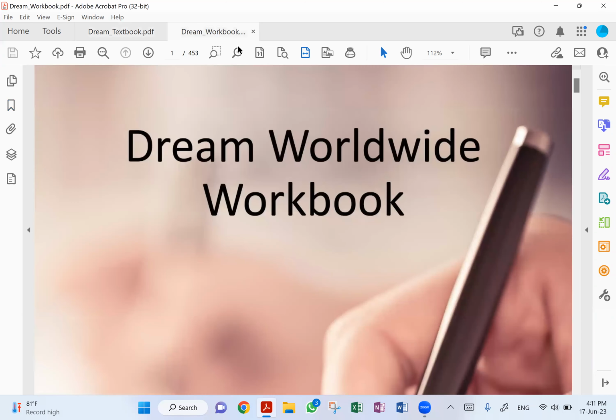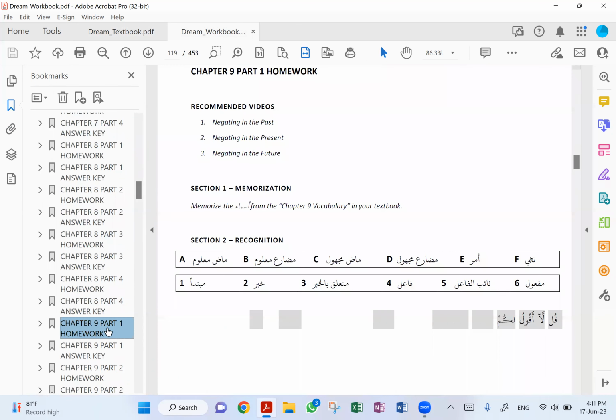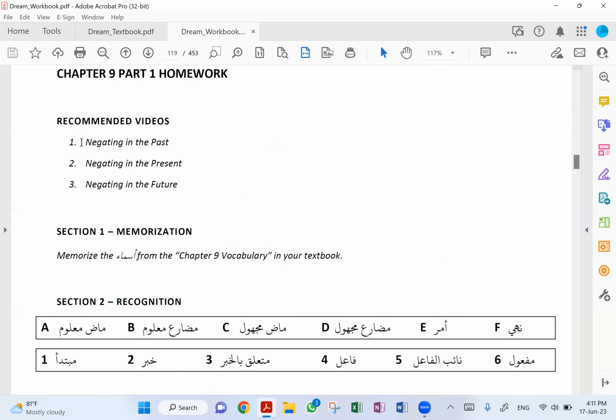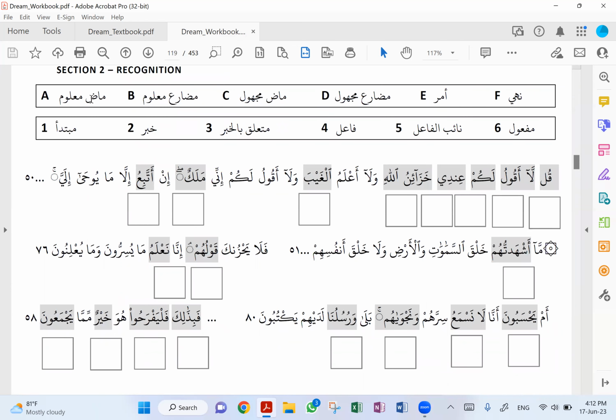So let's look at some in the next few minutes that we have. We can start some drills and check out what we can do. So negating in the past, negating in the present, negating the future. This is basically drills on fi'als, negating fi'als, jumla fi'aliyas. They've given us this table. We have ماضي معلوم, مضارع معلوم, ماضي مجهول, and so on. فعل فاعل متعلق بالخبر, and so on. And we are supposed to identify these ayat and label accordingly.